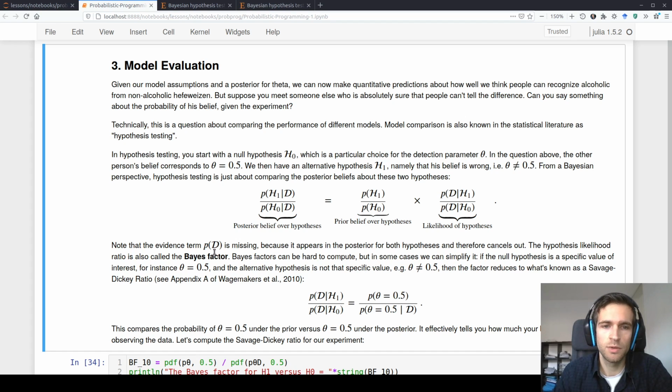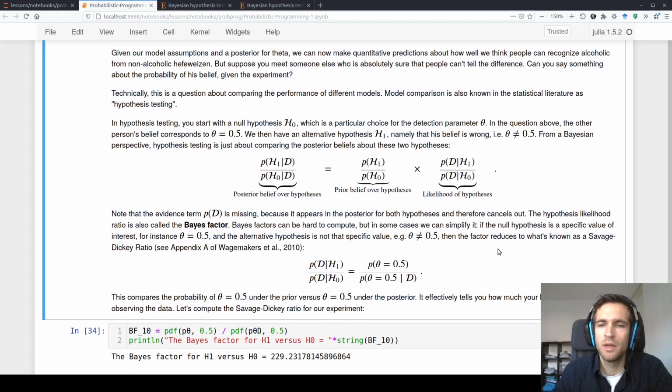Note that the evidence term P of D is missing. That's because we're taking the ratio, and because P of D is the same for both models, it cancels out. So usually we can't compute the evidence term P of D, but it's now implicit in this relative model comparison. The most important thing in this equation is to compute this ratio of likelihoods, which can be quite hard to compute in general. There are special cases where you can perform some simplification to that ratio, and this just happens to be one of those special cases.